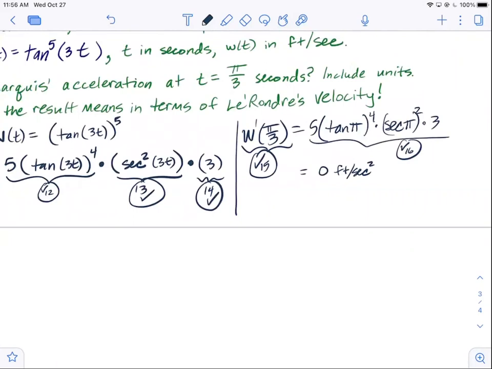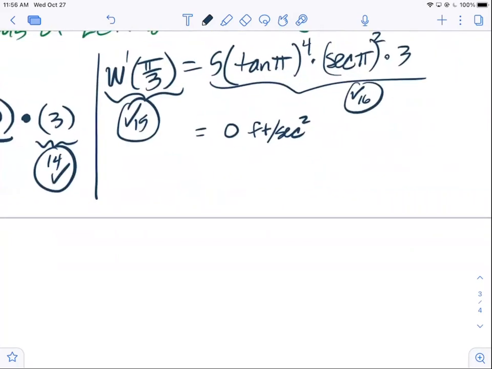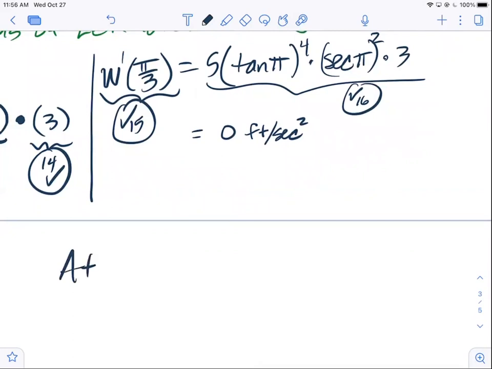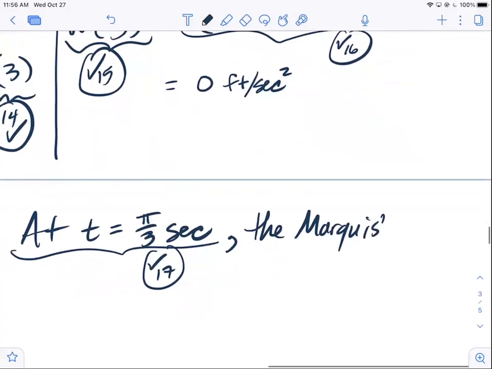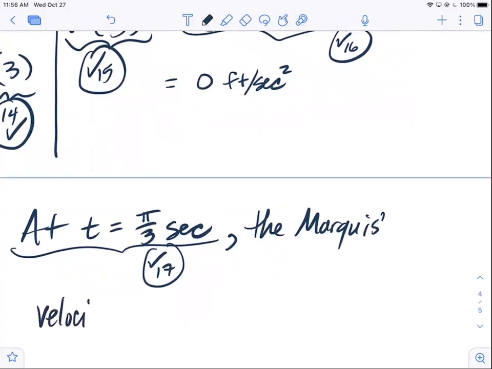So what does it mean in terms of Lerondre's velocity at t equals pi thirds seconds? Check, that's the 17th check, comma, the Marquis, I'll just call him the Marquis. The Marquis's velocity is neither increasing nor decreasing.